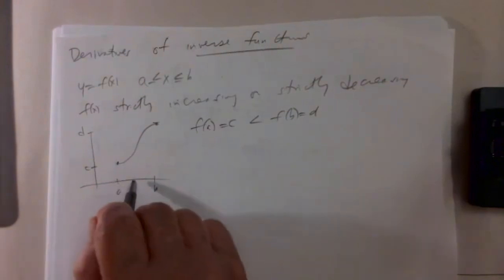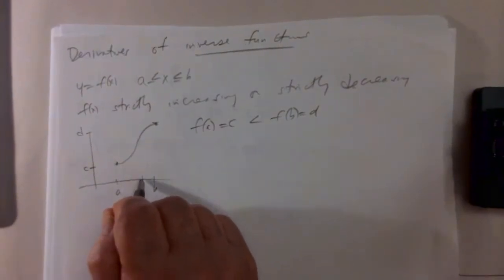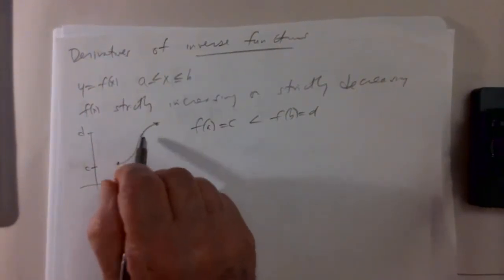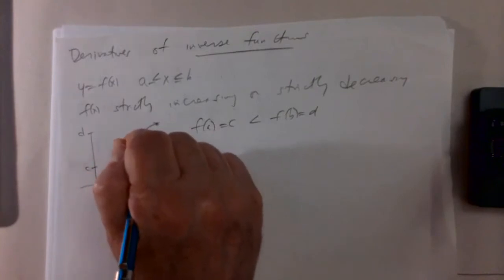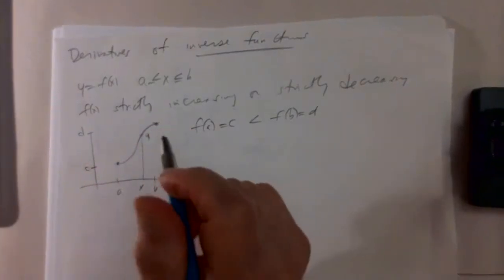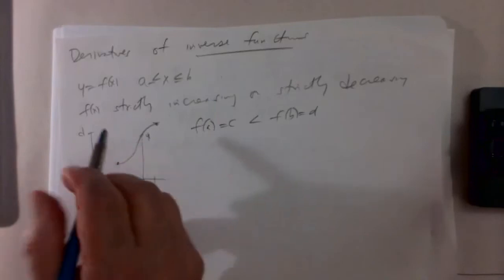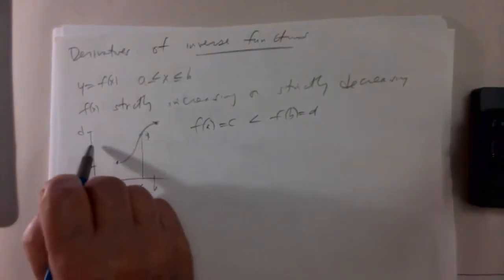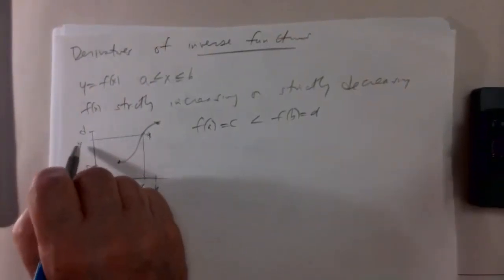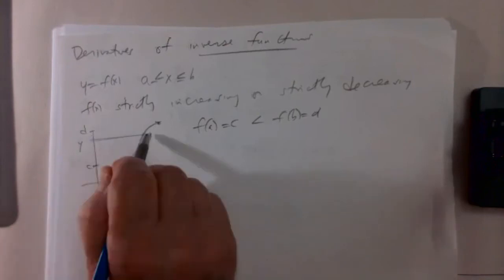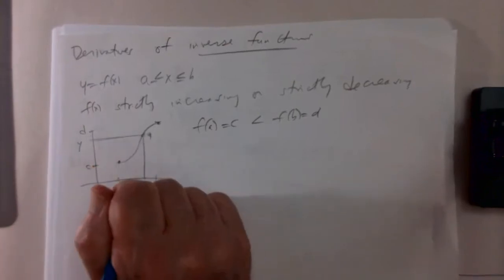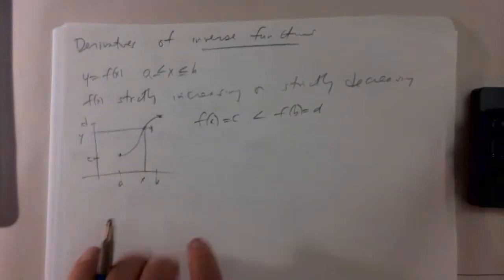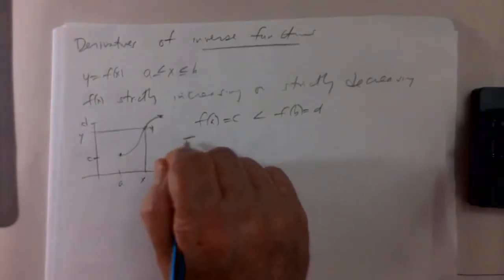So what this means is for every x, of course, there's some y equal to f of x, which is between c and d. But it also means if you take any y between c and d, there's exactly one x between a and b for which f of x is equal to y.